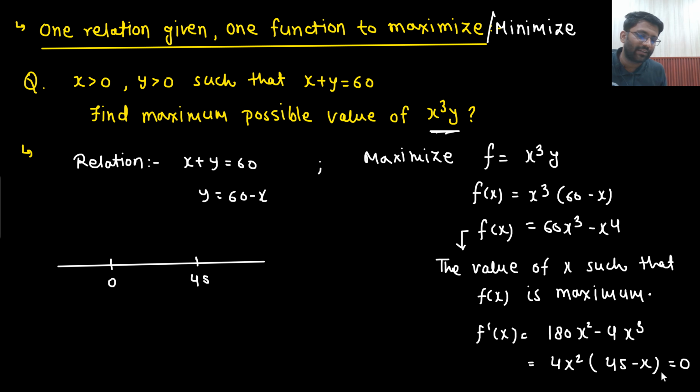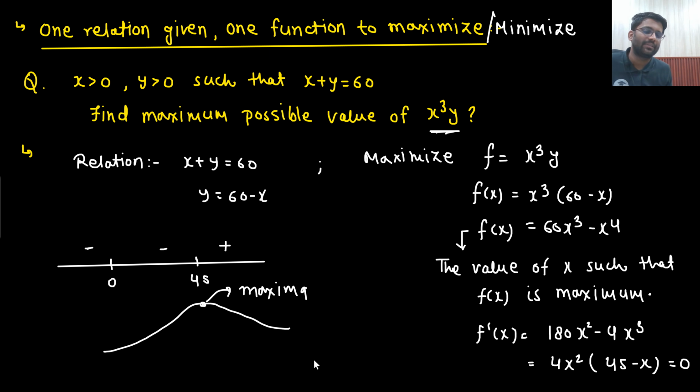So if x is greater than 45, this will be positive, this will be negative, and at x equals 0 the sign will not change. So how is the graph going? The graph is increasing and then decreasing. That means yes, this is the point of maxima only. That means at x equals 45 the function is maximum.